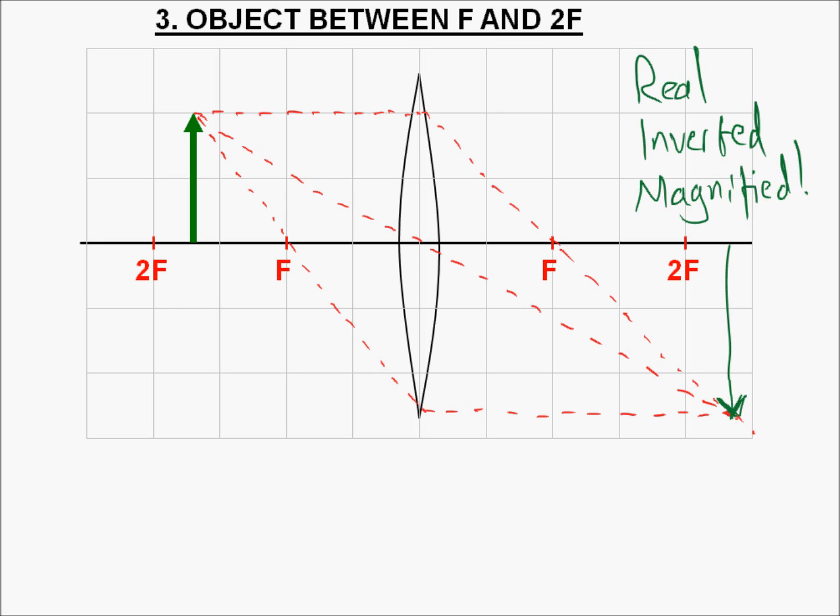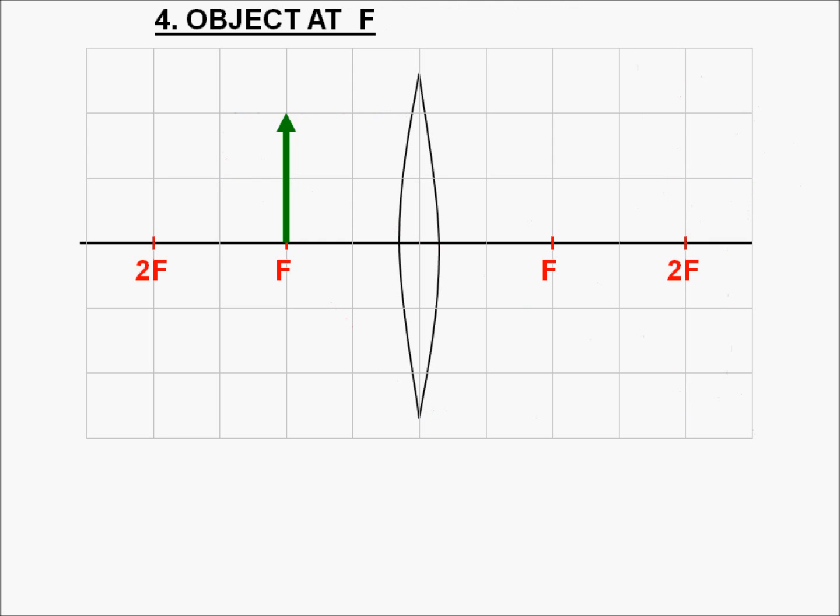Okay, next one. This one might have stumped you, and this is a bit of a strange result, but let's have a look. Again, we've got to follow the same rules. A ray parallel goes through the focus, and this one goes straight through the center. That's weird. These lines look like they're never going to meet each other. What about if we've got one coming through the focus?